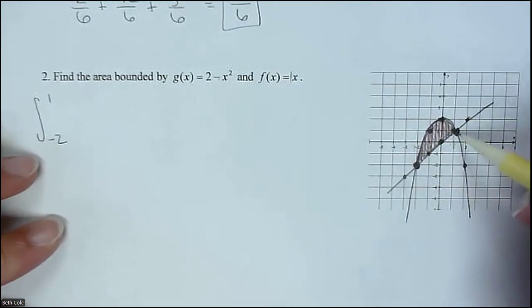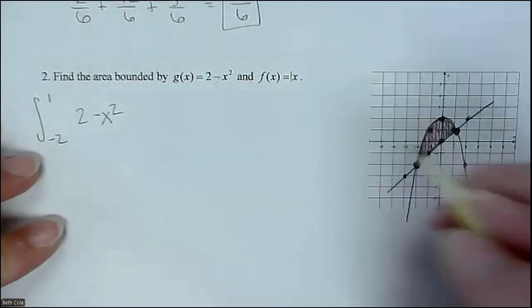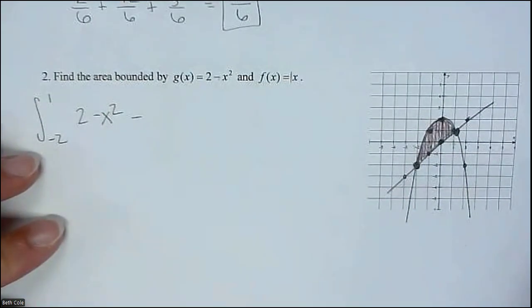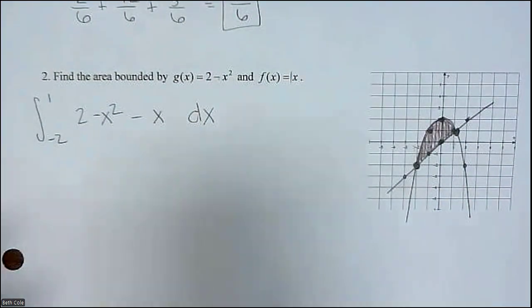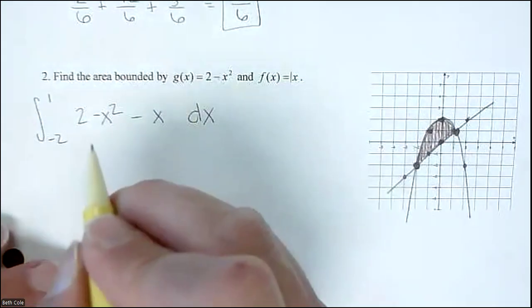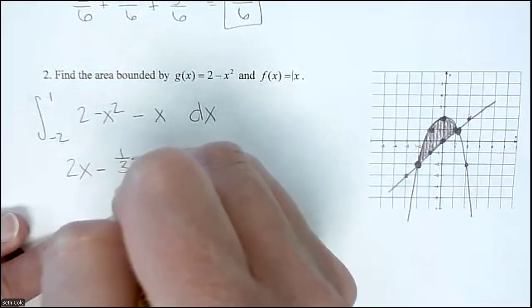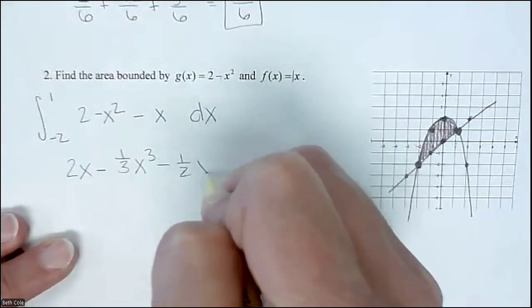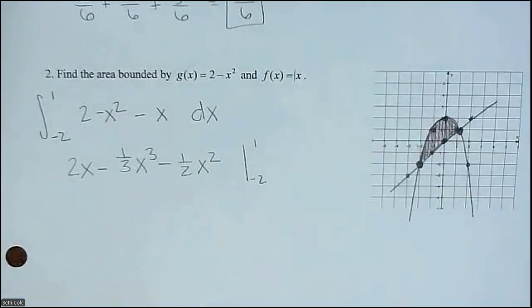All right. And then it's upper graph minus lower graph. So that's going to be this one minus what? Just x. And then dx. Antiderivative. Going to be really similar to the one we just did. I take it easy on you guys. I should make it harder. But anyway, it's going to be 2x minus 1/3 x cubed minus 1/2 x squared. Unfortunately, we're going to have to actually do both boundaries. Womp womp. Neither one of them 0.